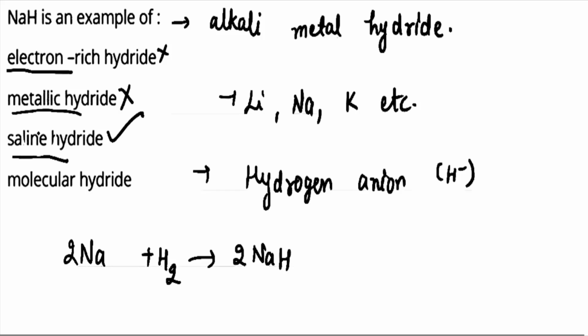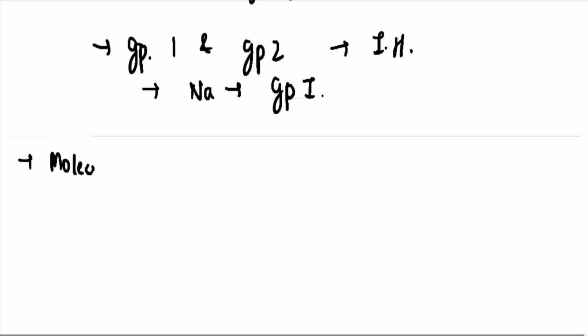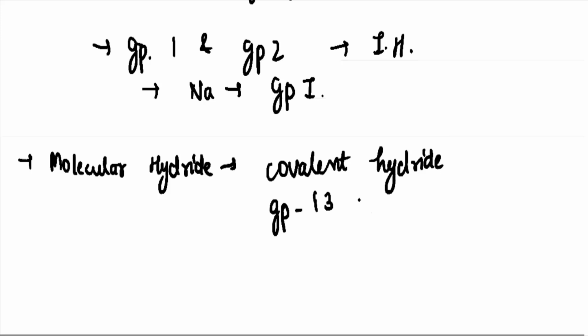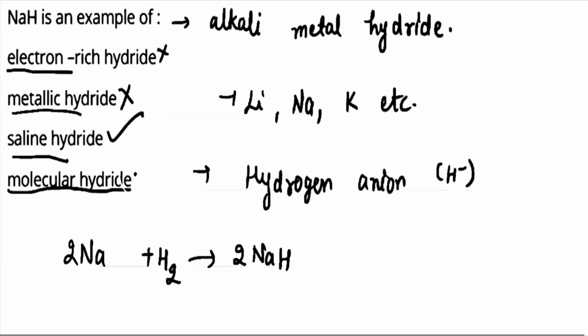Let us see option 4 also, which is molecular hydride, also called covalent hydride. These are usually volatile compounds. Group 13 elements form such hydrides. As we know, sodium belongs to group 1, so this option is not correct. Option 3 is the correct answer to this question.